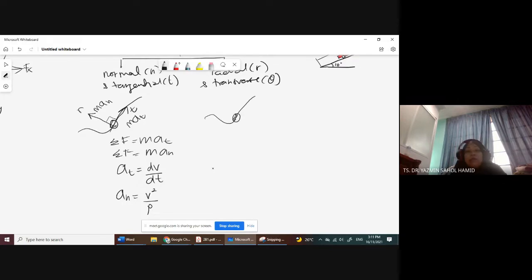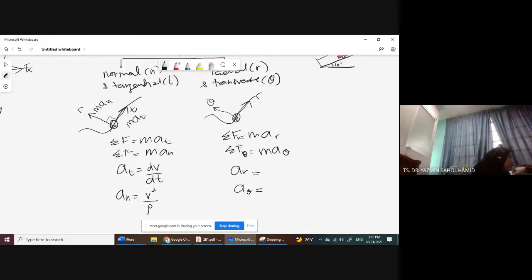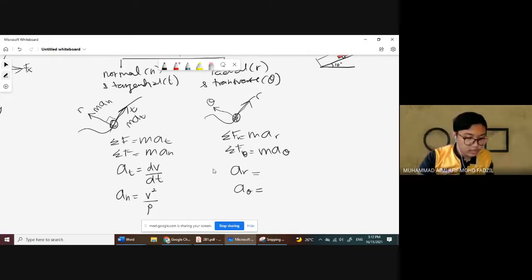Now, if you do radial and transverse, it'll be the same thing: R, and then transverse theta. It'll be the same method. And then you have the formula for the acceleration for the radial, and the formula for the acceleration for theta. Do you remember the formula? What is it?